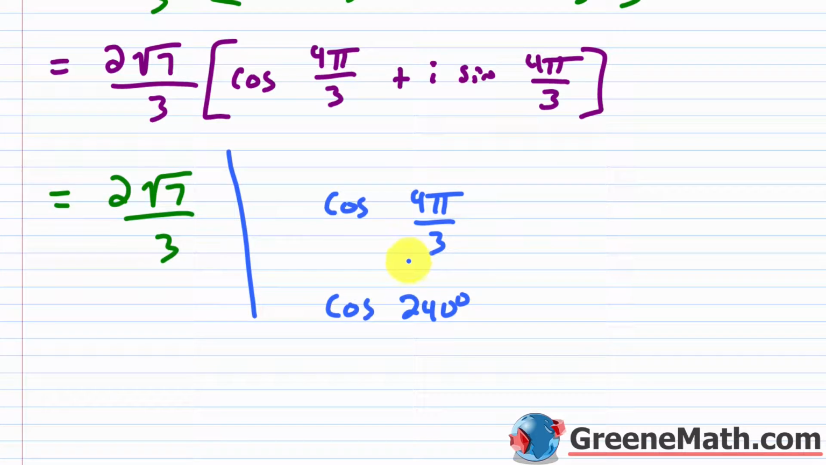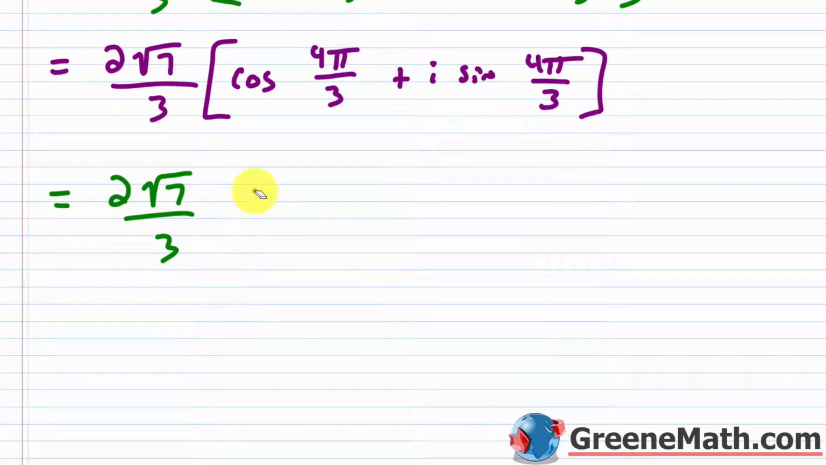And this angle here, 240 degrees or 4 pi over 3, that's going to be in quadrant 3. So we know cosine is negative there. So this would first be the negative of a half. So let me put some parentheses here and say this is negative 1/2. Let me put plus my I so I don't forget it.